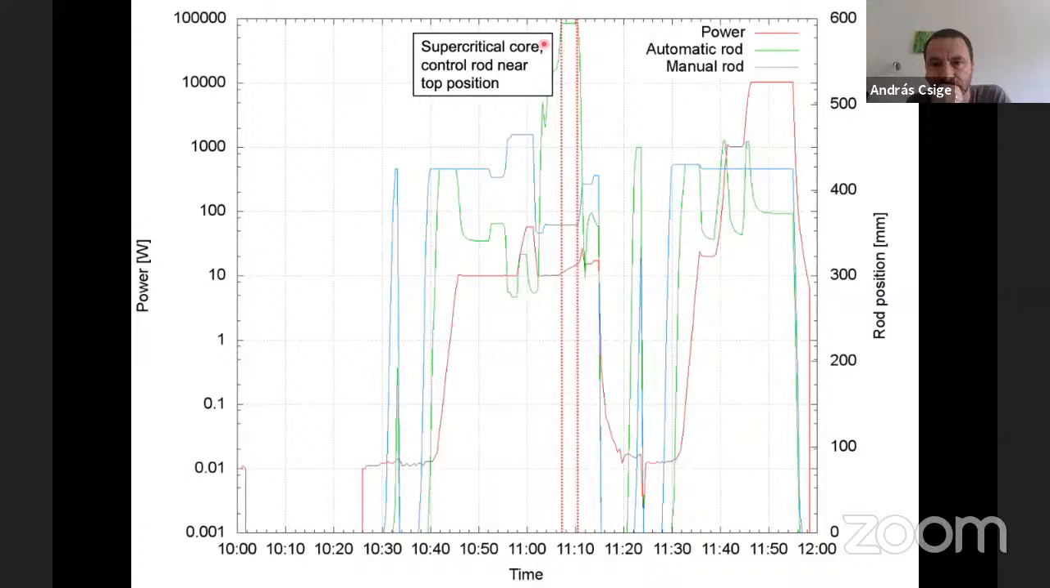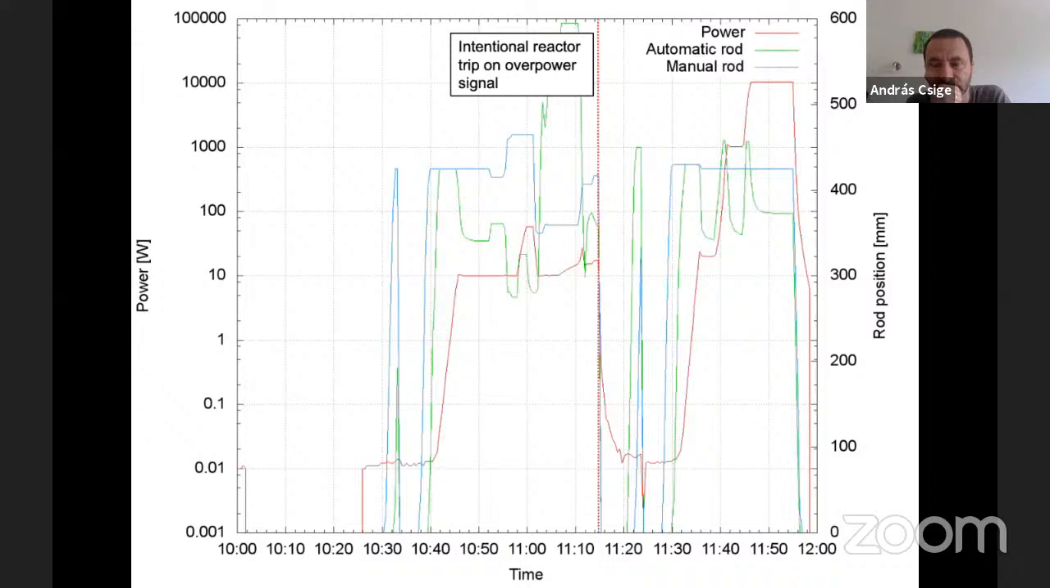Reactor operators don't like this regime. Control is more difficult, and if the rod reaches the top position, control can be lost and power will decrease. This is not a dangerous situation, but it can ruin an experiment.